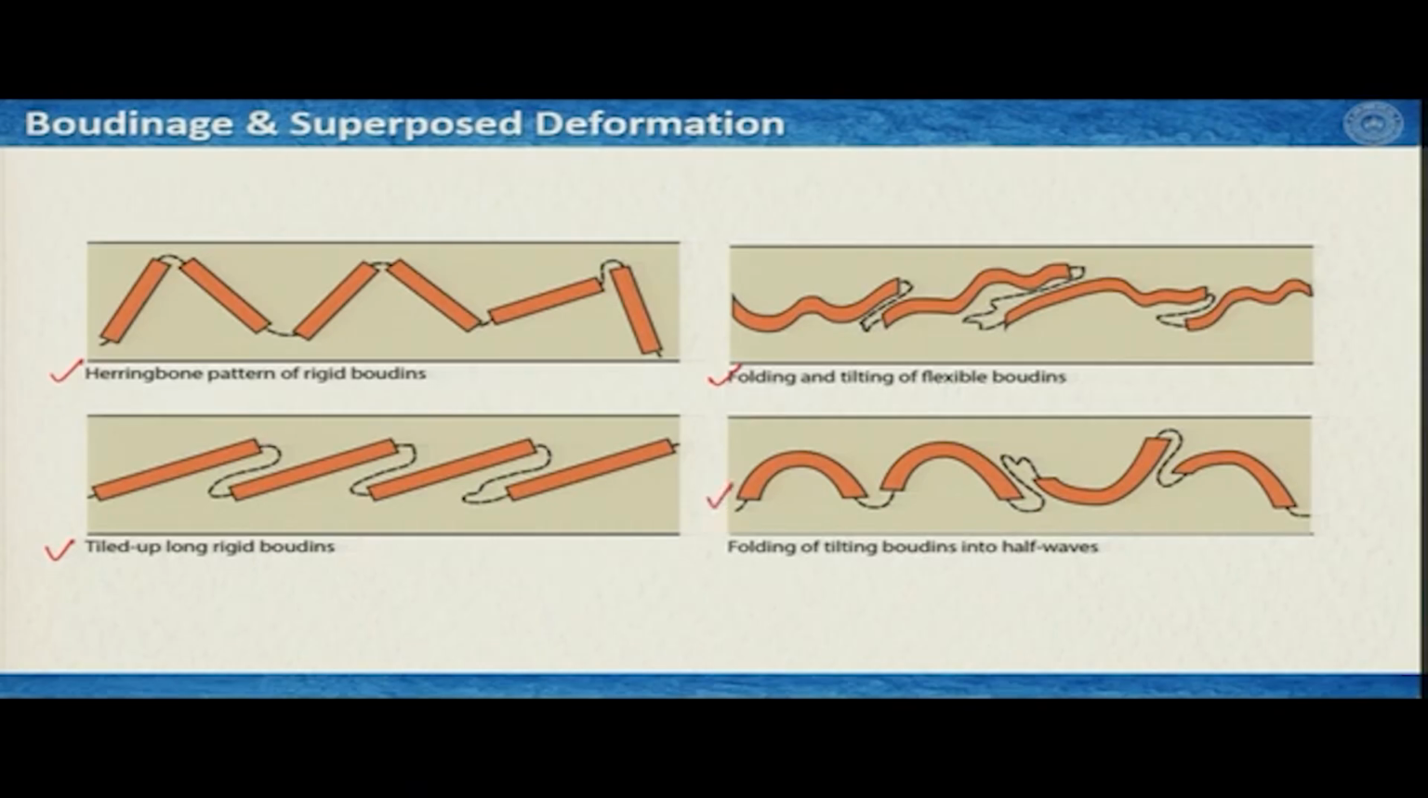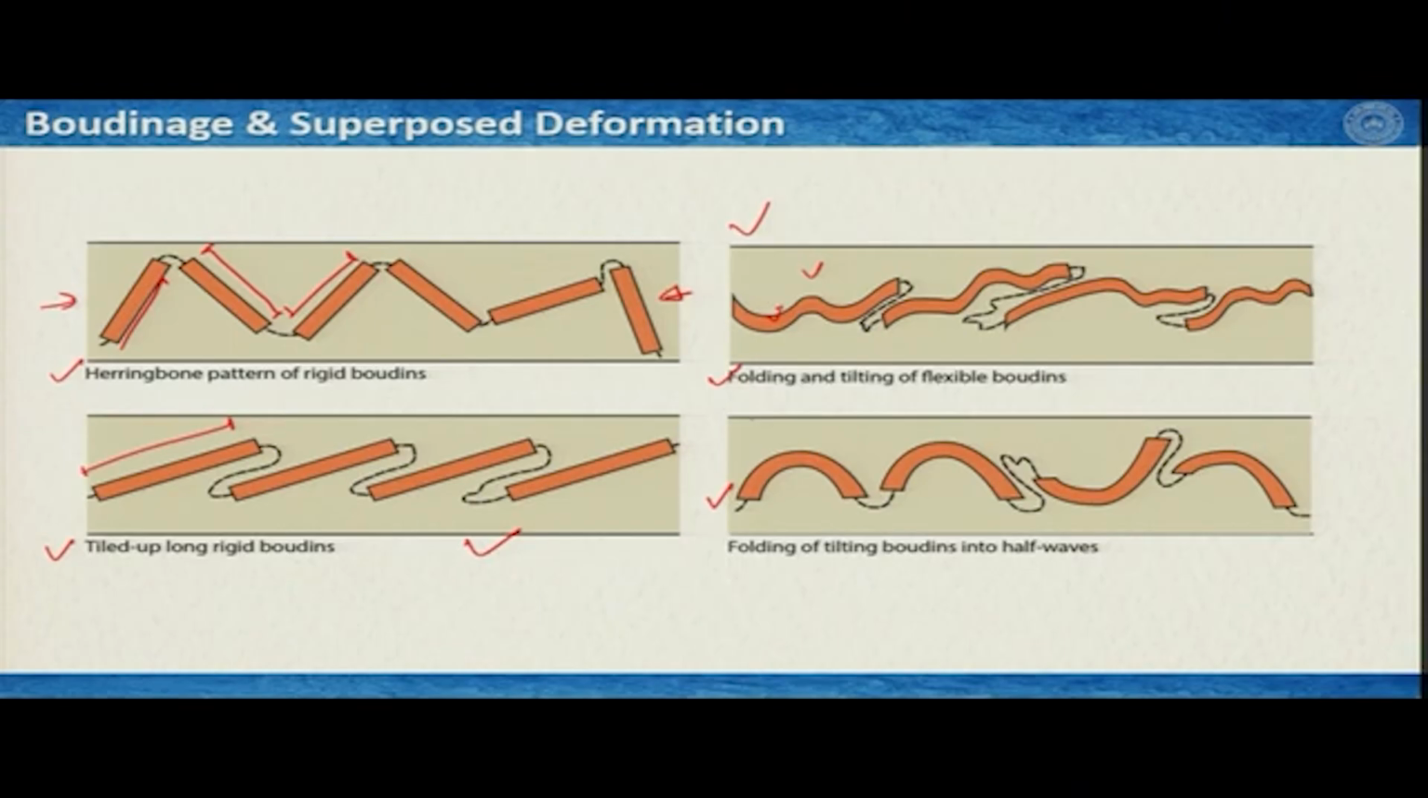So, how do they form? Short or medium sized very stiff boudins can only undergo body rotation. So, they just rotate with the layer parallel compression, and these are known as herringbone pattern. And if these stiff boudins have a large width to thickness ratio, as you see here, and they are also very stiff, then they may produce a structure like this, which is known as tile-like piling of one boudin over another.